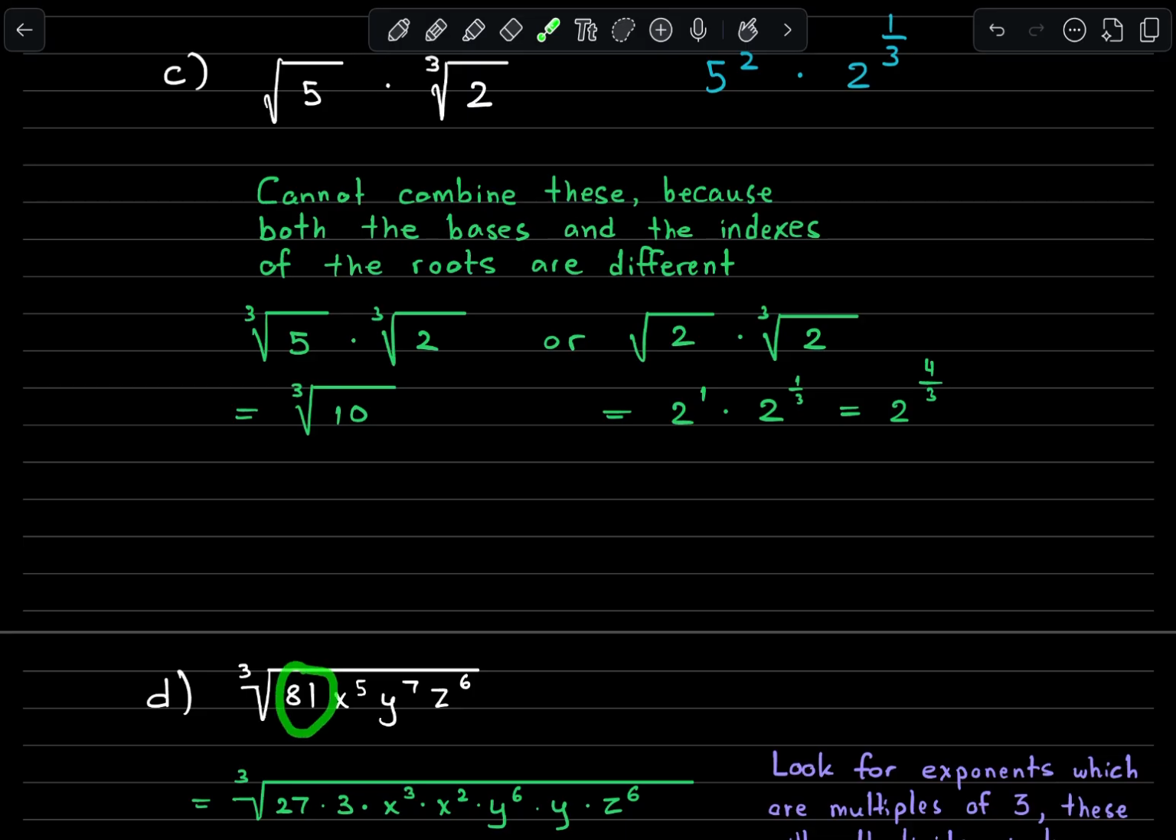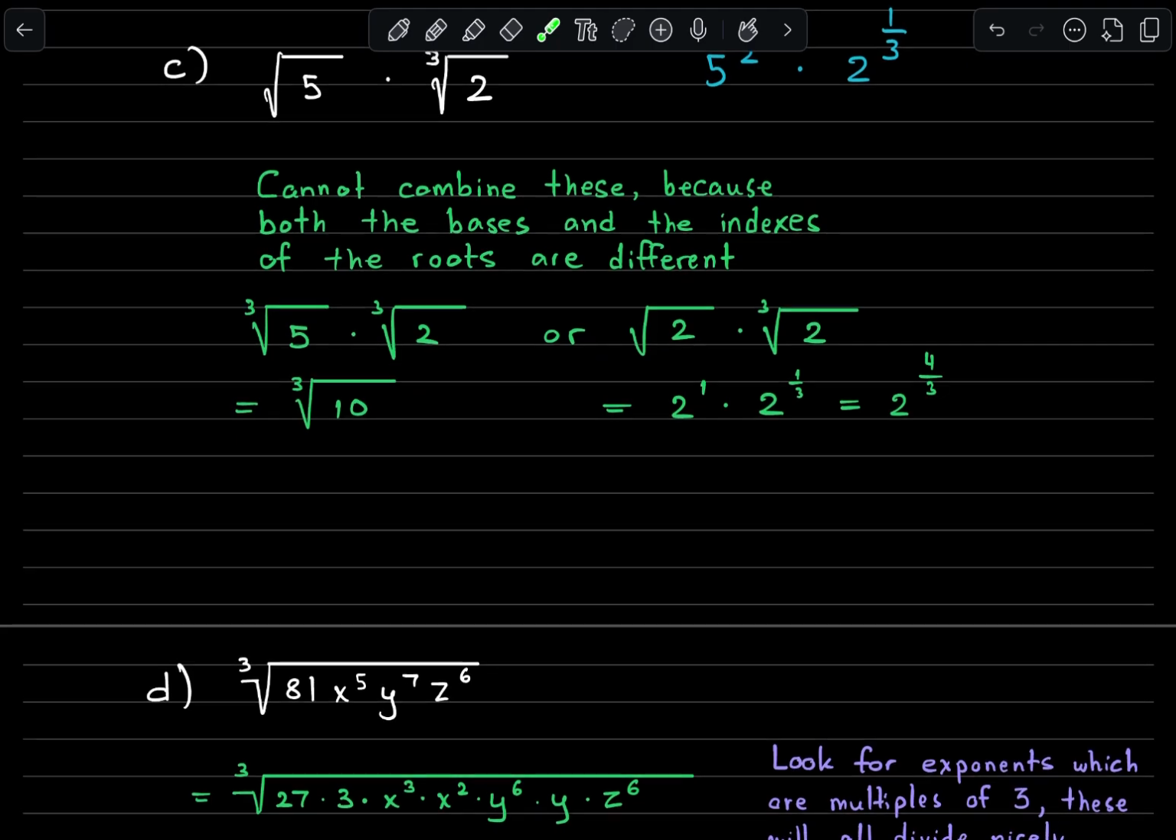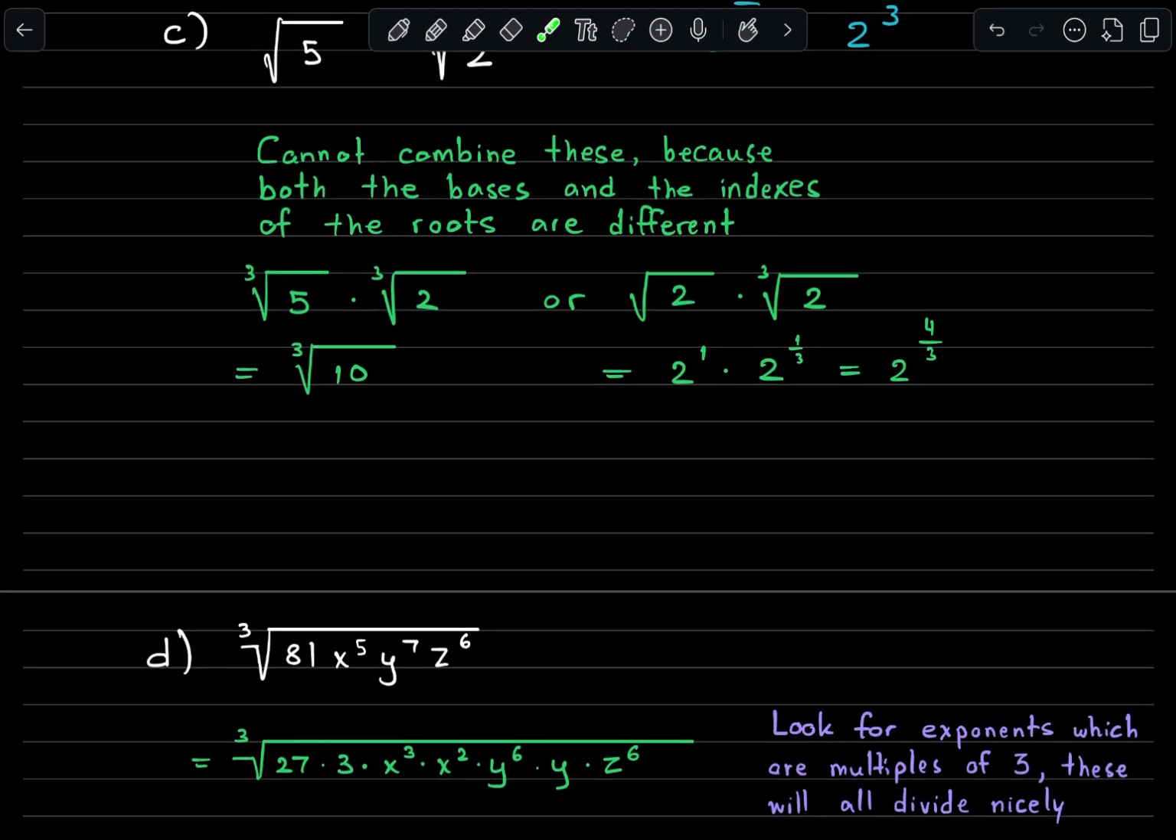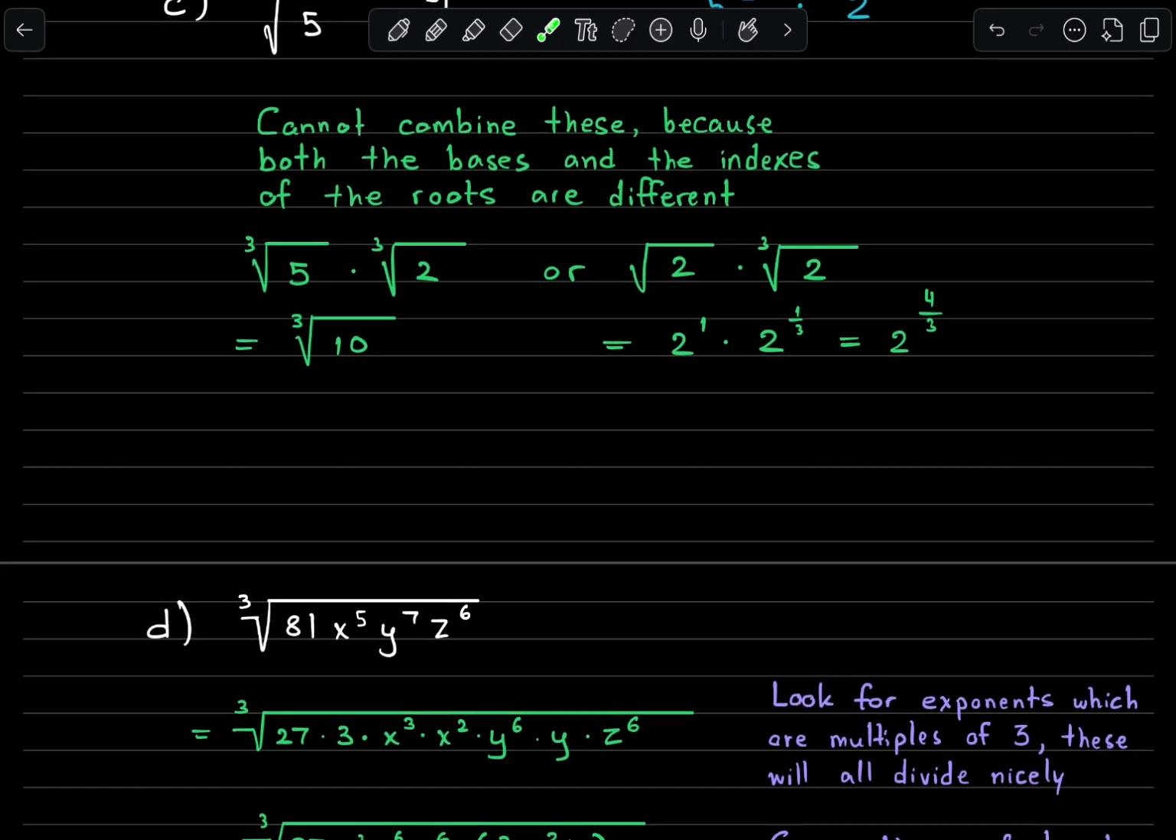And now that 81, I'm going to split into a perfect cube, which is 27. So 27 is 3 cubed, right? It's 3 times 3 times 3. 9 times 3 is 27. Okay? So we're just going to take out one factor of 3 from here. And this now should all divide nicely.